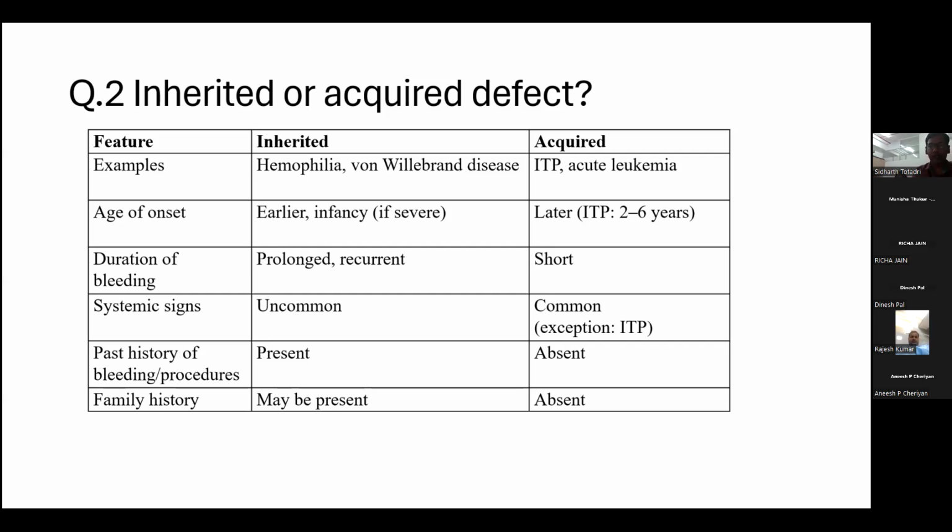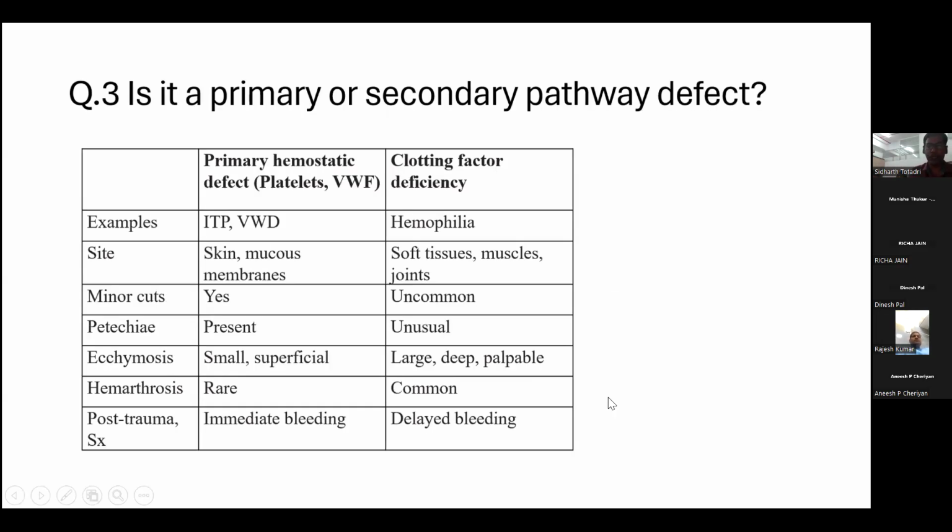But in an acquired defect, like what we are discussing today, immune thrombocytopenia, the age of onset is usually later. In ITP, we usually see them in the preschool age, so 2 to 6 years. There is a short history of bleeding. And you might have systemic signs, especially if it is a systemic disease like leukemia. But remember, ITP is an exception. There are no systemic signs, and you won't have any past history or family history of bleeding.